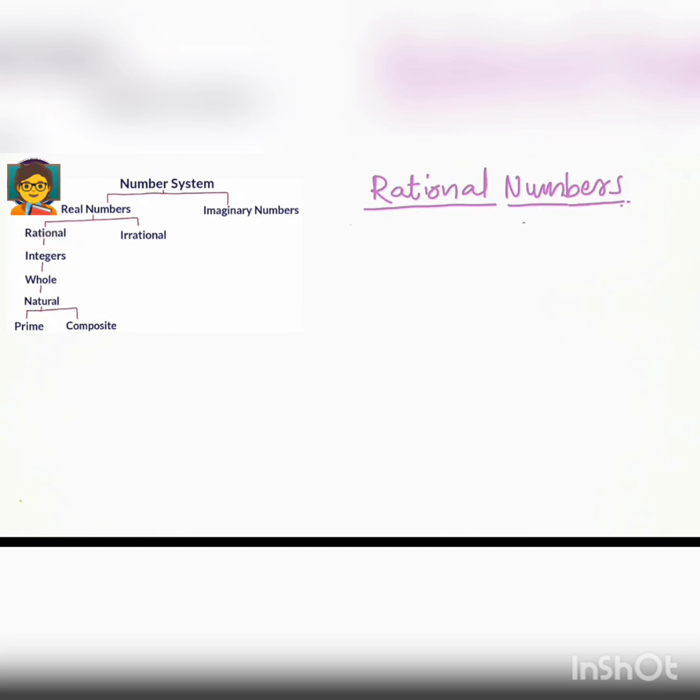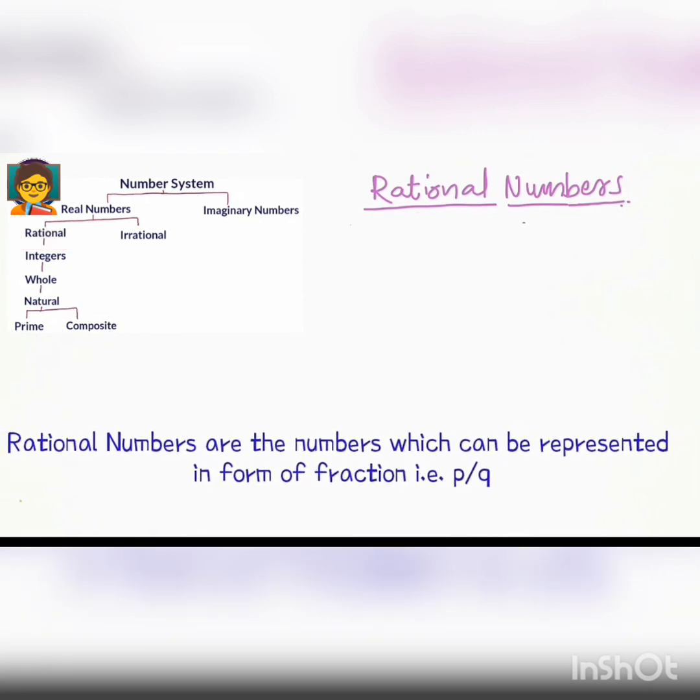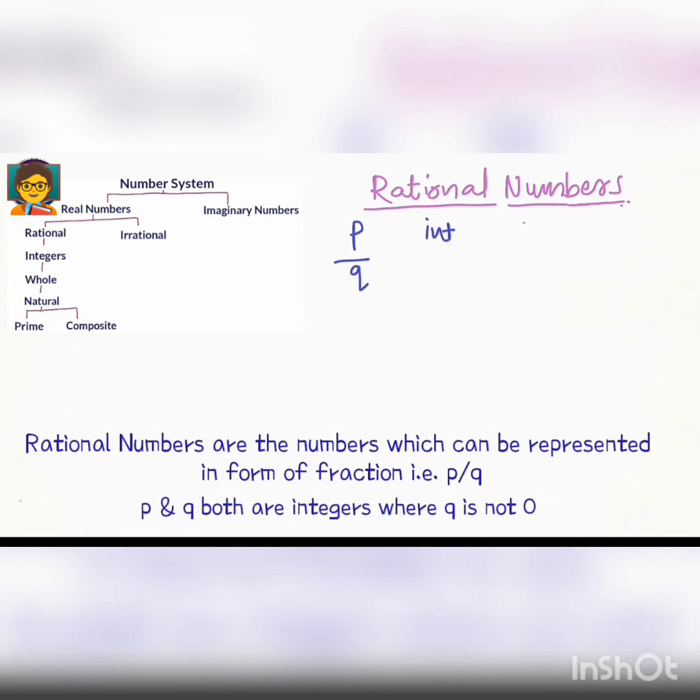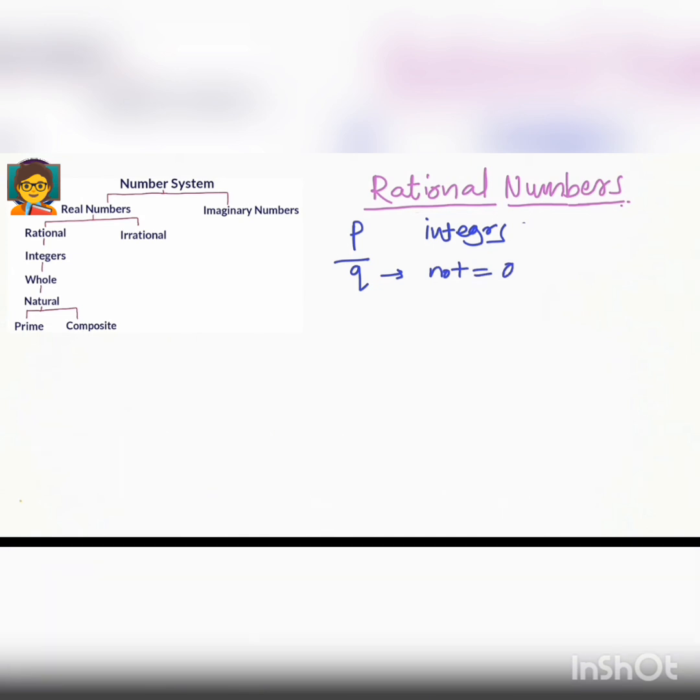Let's move on to rational numbers. A rational number is a number which can be represented in the form of a fraction, that is in the form of p by q, where p and q both are integers and q is not equal to 0. So all the numbers which we can represent in the form of a fraction, that is 3 by 5, 1 by 2, 6 by 7, 5 by 4 and so on, are rational numbers. All rational numbers are represented by the capital letter Q.